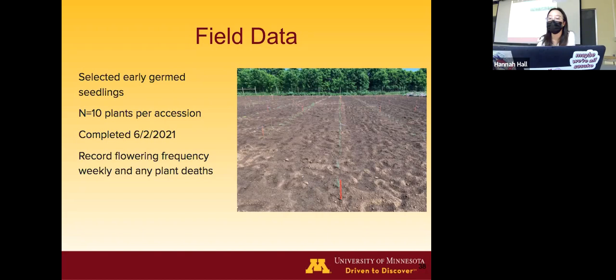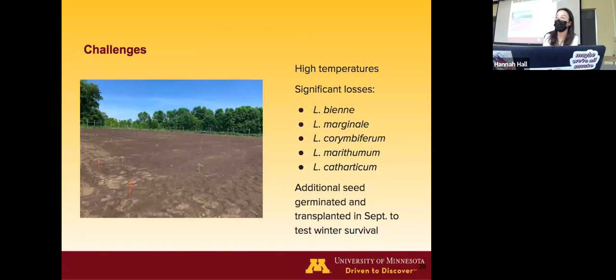So we have faced some challenges this year due to high temperatures in Minnesota. Due to that, we experienced some significant losses. To combat this, we have germinated additional seeds, and I was able to transplant those into the field in September. Any of the extra germinated seeds that got to a substantial size, we're going to now be able to test for winter survival.